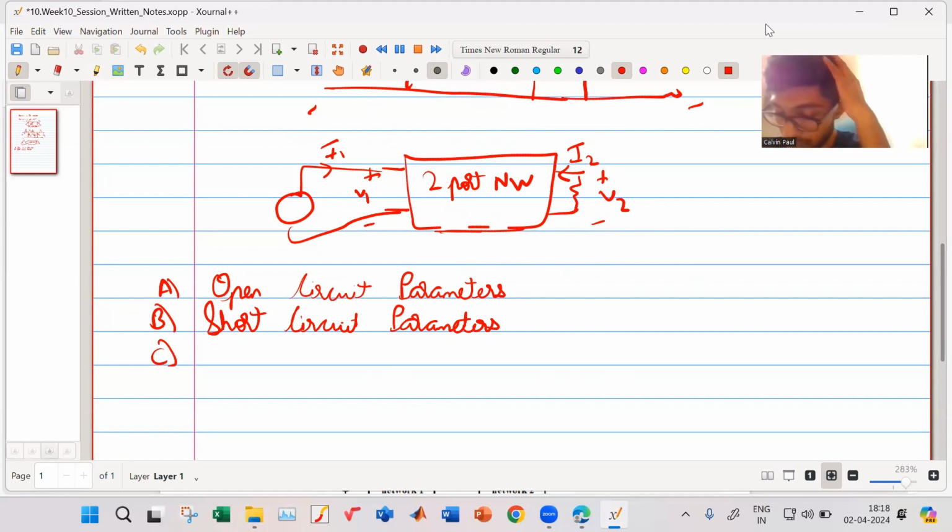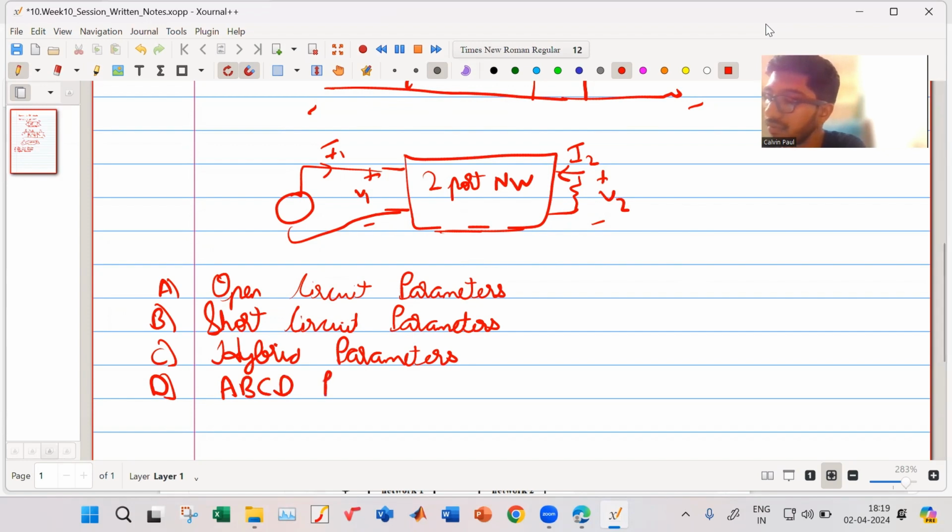Third is hybrid parameters. And the last one is ABCD parameters. Yes, sir. Sir, another one is there. Inverse hybrid parameter. ABCD, yes, sir. Sir, another parameter there known as conductance parameter, G parameter, but inverse hybrid parameter. Oh, okay. That is not required for us right now. These are the syllabus for this course. Yes, sir. Okay. So open circuit parameters, they're also known as Z parameters, right?